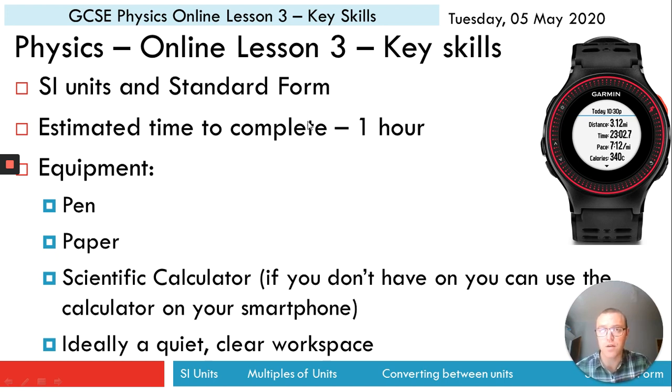I think it's going to take you about an hour to complete. If you're fast or you've done this before, then it may take you significantly less time. But I do think it's worth us taking the time to go over this. The equipment that you'll need is a pen, some paper, and ideally a scientific calculator. If you don't have one, you can use the calculator on your smartphone, or a non-scientific calculator. But ideally you should have a scientific calculator because we will be using powers of 10 or exponents, which is difficult to do on an ordinary calculator. Also, ideally, have a quiet, clear workspace that will help you to focus for the whole hour.